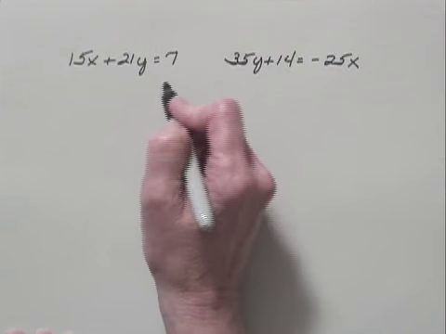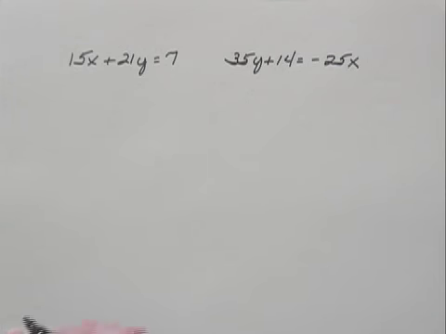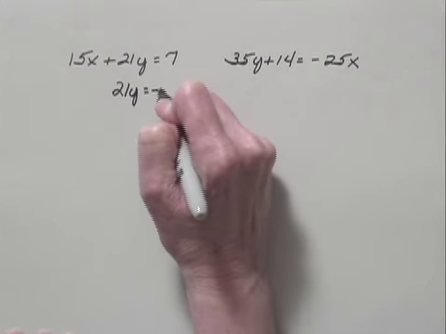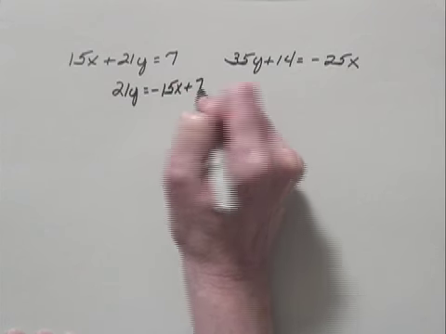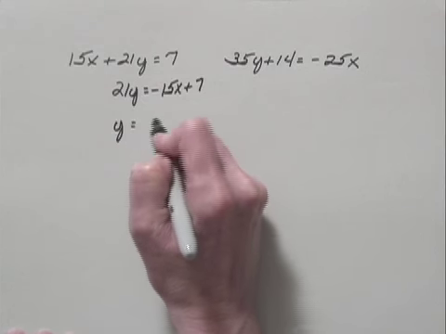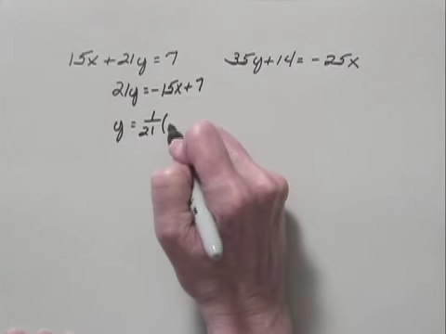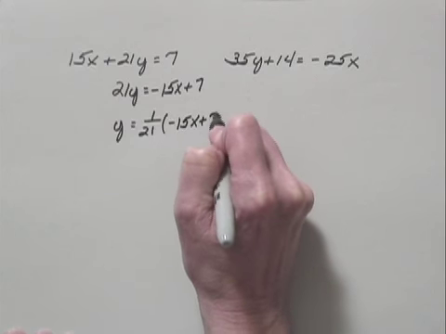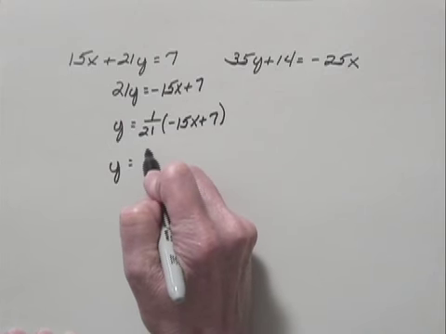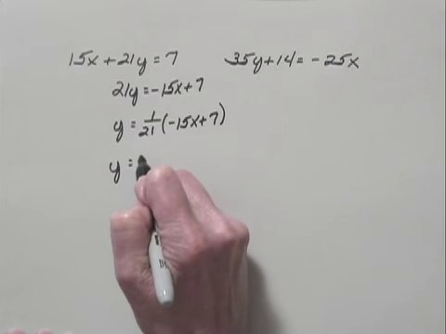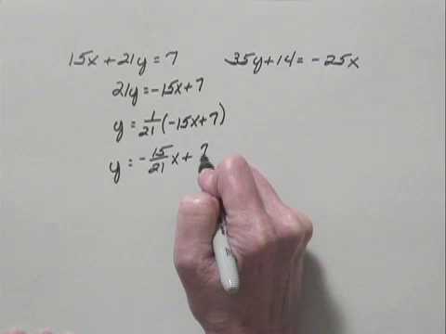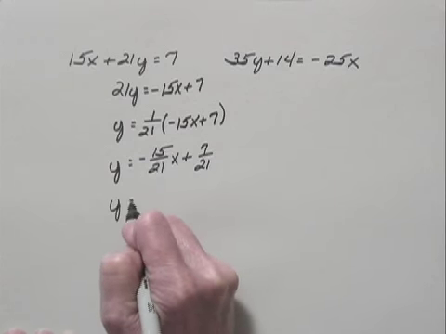The first equation, 15x + 21y = 7. I'll begin by subtracting 15x on both sides. And then I will divide on both sides by 21, which is the same as multiplying both sides by 1 over 21. And when I use the distributive law here, I get y = -15/21 x + 7/21. And I can simplify each of these fractions.